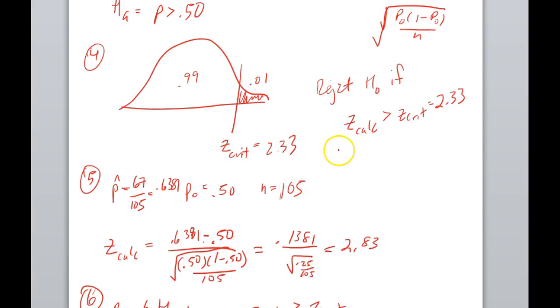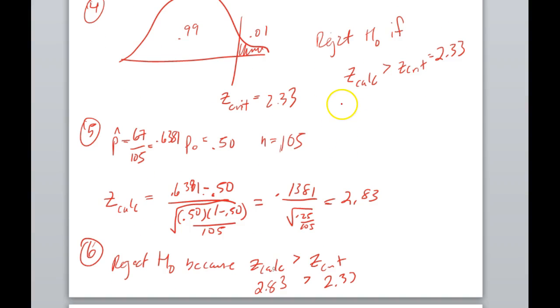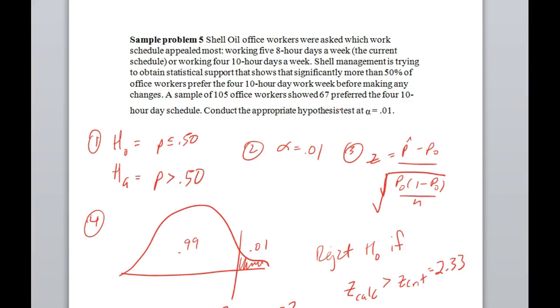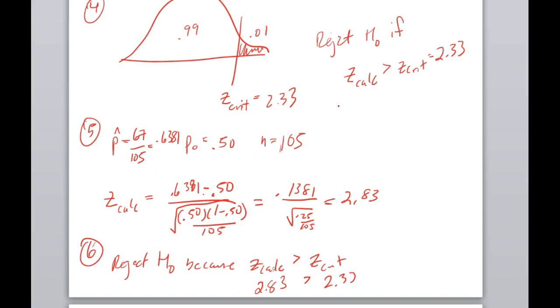So on a test, you would have to write out number 7. I just don't feel like writing out all those sentences. But you heard my voice, you heard me say it, so just rewind it and listen back. But essentially, management has obtained significant statistical evidence that more than 50% of the office workers prefer 4 10-hour days. That's that.